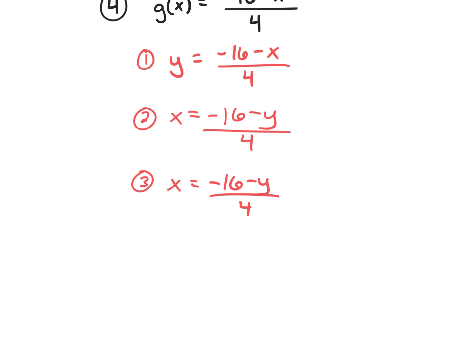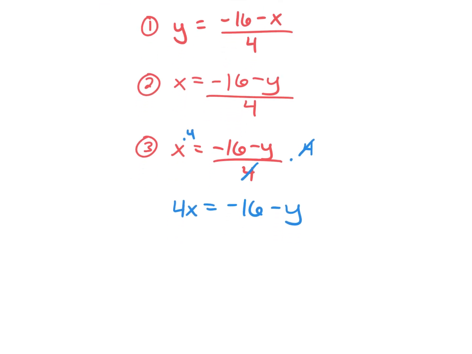Do we like fractions? Go for it. Yep, we want to multiply both sides by 4. Whenever we have fractions, multiply by whatever this bottom number is to get rid of it. So this turns into 4x equals, well, these 4's cancel, so I'm just left with what's on the top, which is negative 16 minus y.